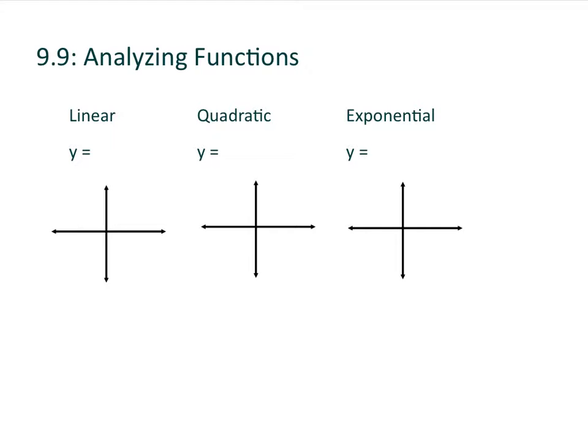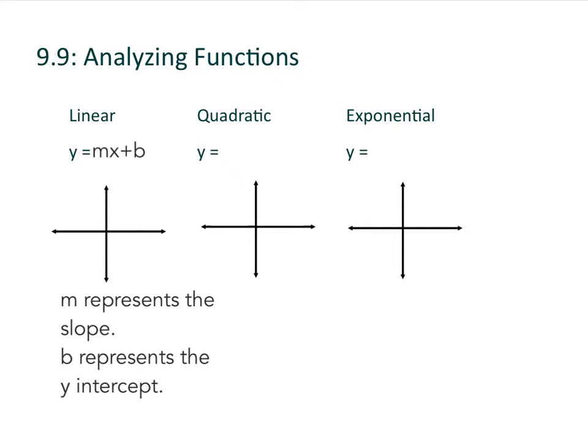What is slope-intercept form for a linear equation? You guessed it. y equals mx plus b. What does m represent, and what does b represent in the linear equation? m represents the slope and b represents the y-intercept.